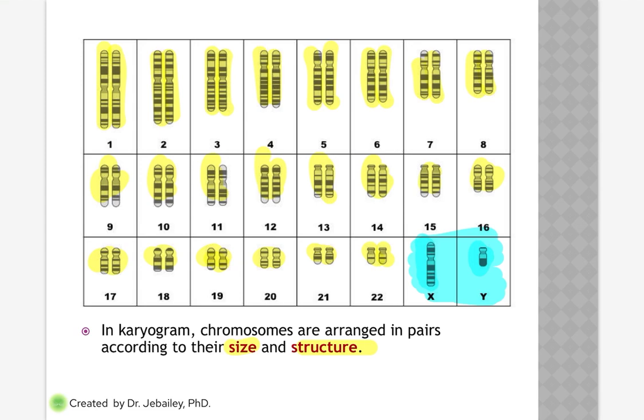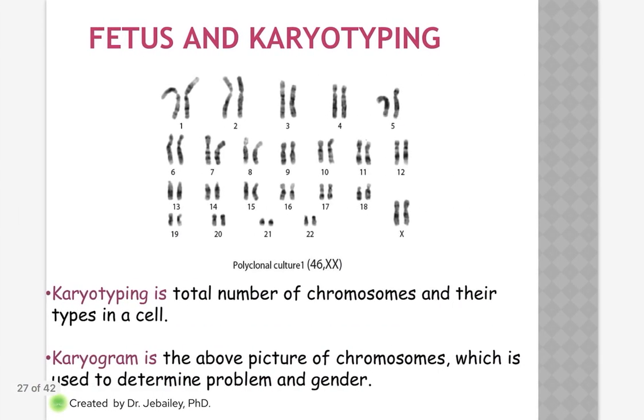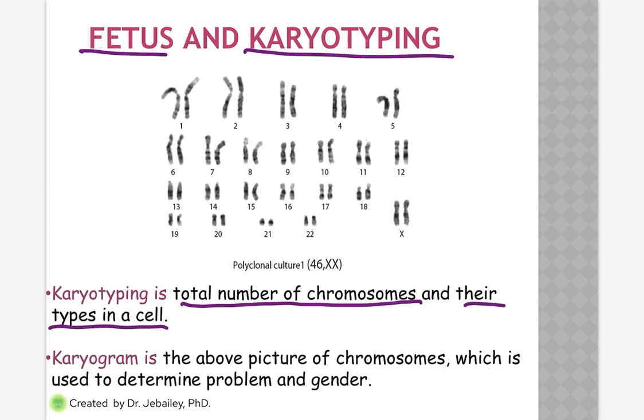Now, the ones that you highlight in yellow are known as autosomes, and these ones are known as sex chromosomes. So if it's X and Y, it's going to be a male, and XX is a female. Here we took a sample from the fetus and looked at the karyotyping. Karyotyping is the total number of chromosomes and their types in the cell.